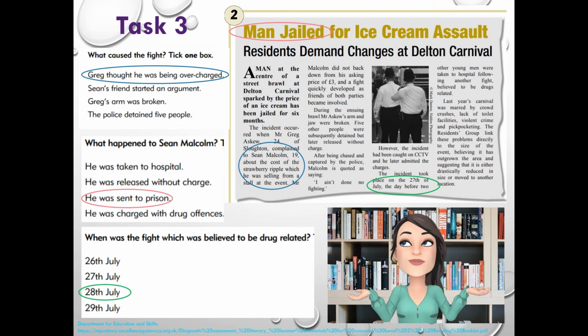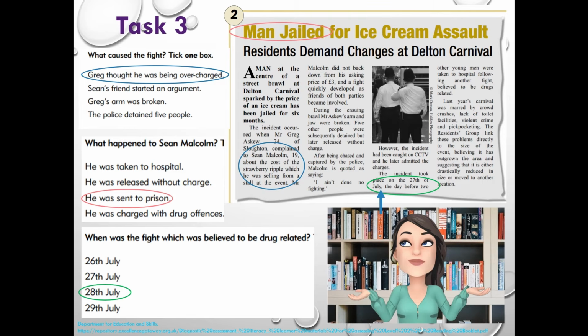Now this is quite controversial, and you may have put the 26th of July, but it all comes down to the placement of the comma, which is here. So to read this section, you would read it as: the incident took place on the 27th of July, the day before 2 other young men were taken to hospital following another fight believed to be drugs related. Because that's a comma, that means the 27th is the day before the other fight. So the other fight must be the 28th.